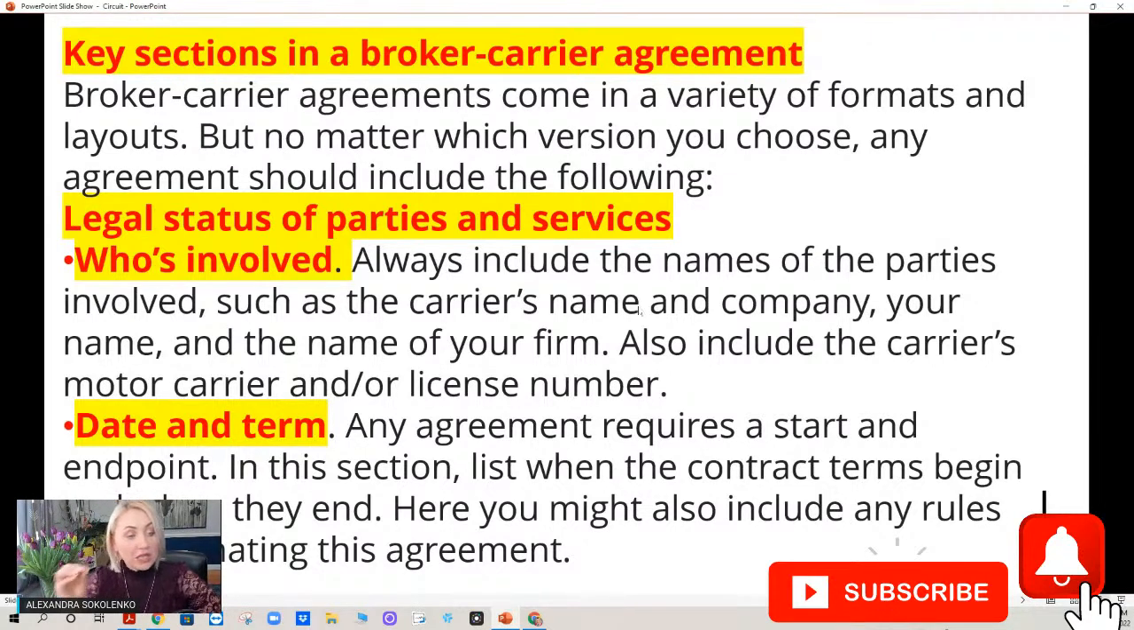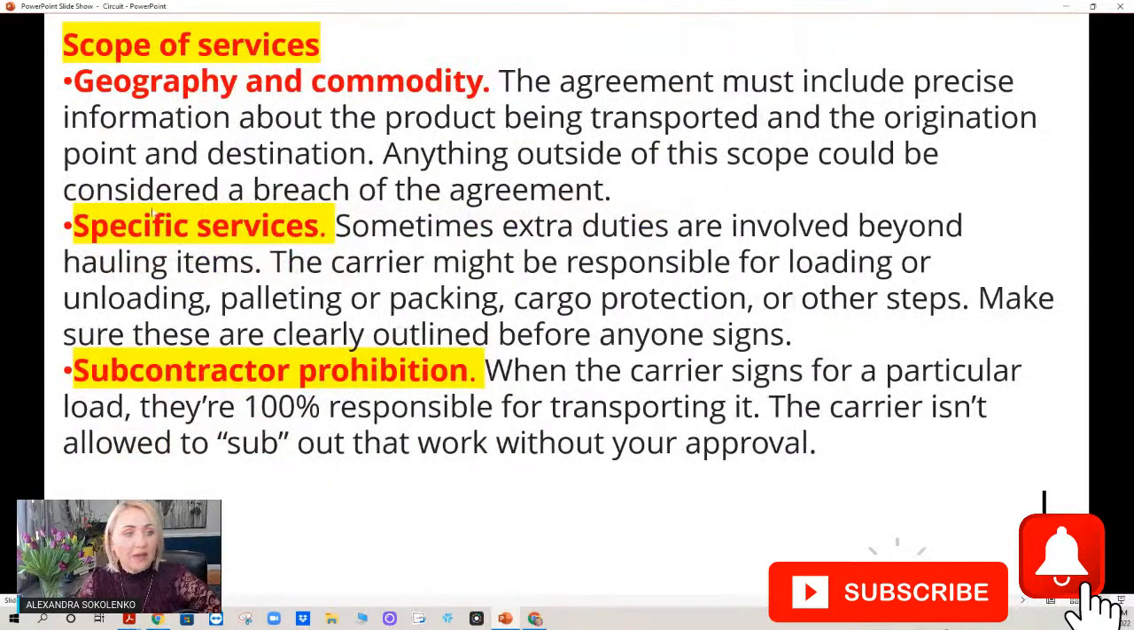Date and terms. We need to date it, so that starting at this date is when we start working with this broker, right? This is like any agreement you have in life, you have specifications. Then some of them are going to include geography and commodities. For example, if you cannot have coverage, you cannot haul this. Specific services, right? Who is responsible for loading, unloading, palletizing, packing, cargo protection, and all other steps, accessorial charges, tunnel, layover.